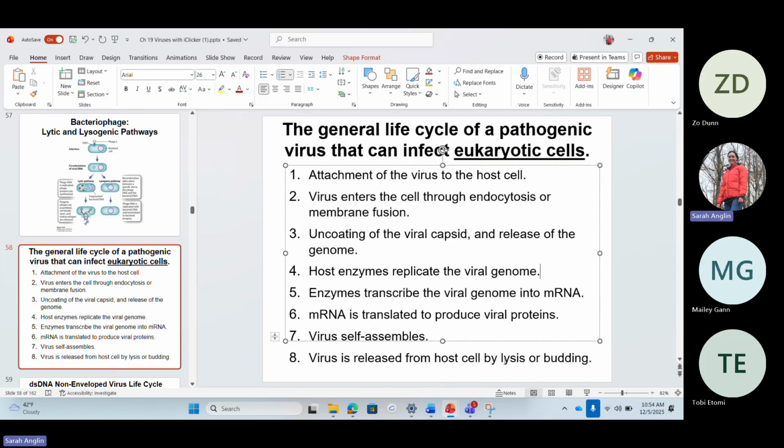It can be released by lysis, which is where the cell bursts, or it's possible for the cell not to burst, not to be killed. And the virions that are produced can be slowly released from the cell. So it doesn't always have to cause that cell to immediately burst and be killed, but it can allow the cell to survive for longer and just slowly release those virions by budding off.